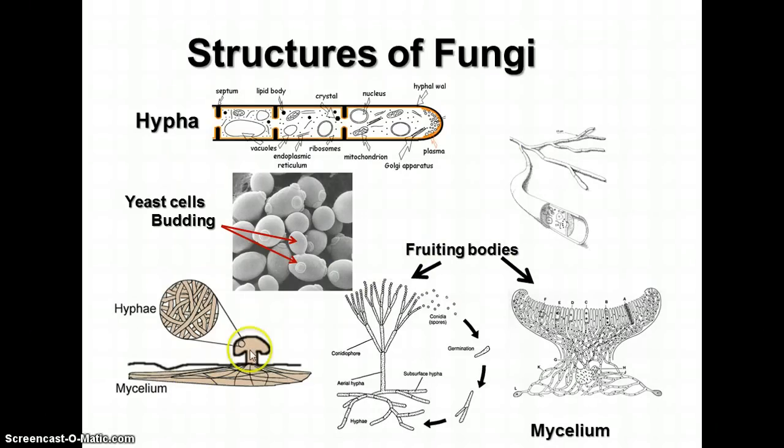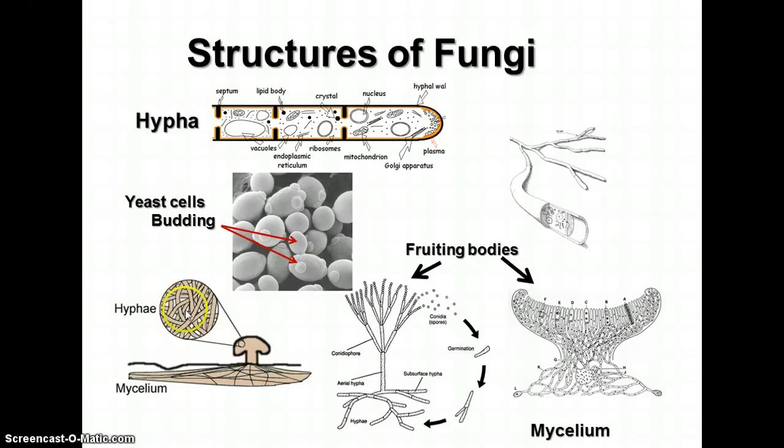Here we have a mushroom. Notice that the mushroom itself is not the body of the fungus. The body of the fungus, the mycelium, is the part that you don't see underground. The mushroom is actually just the fruiting body. Both the mycelium and the mushroom fruiting body are made of hyphae, but they're very tightly packed together, densely packed together in the mushroom.